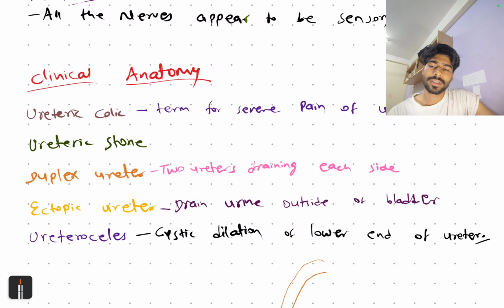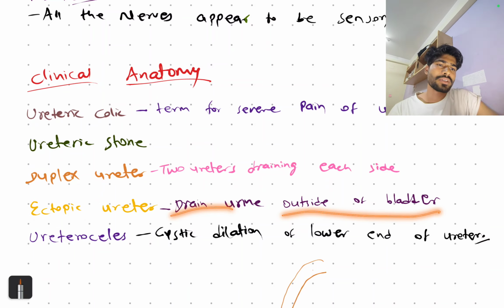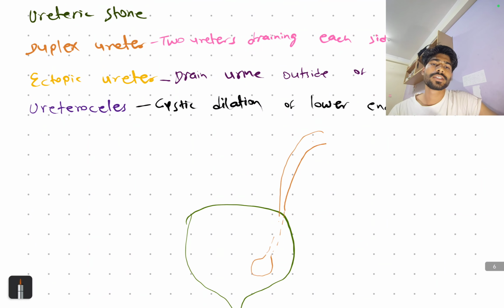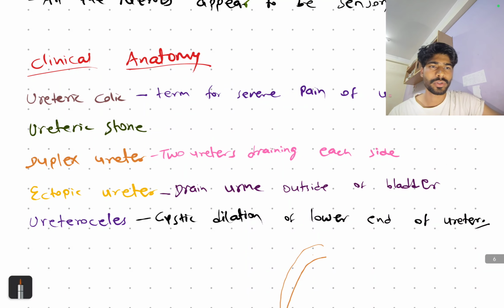In this one, the urine is drained outside of the bladder. And then there is the ureterocele. Cele means balloon-like, I told you. So there is a cystic dilation of the lower end of the ureter. So these are the clinical applications of the ureter.